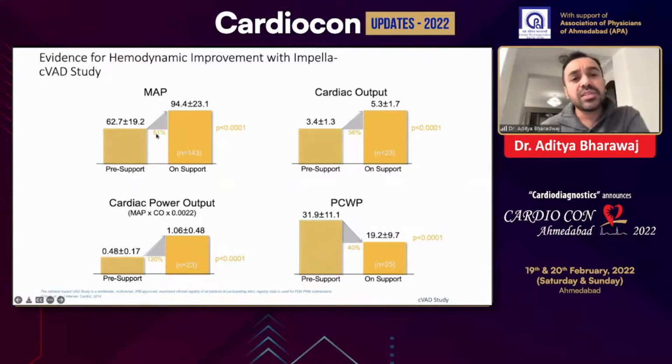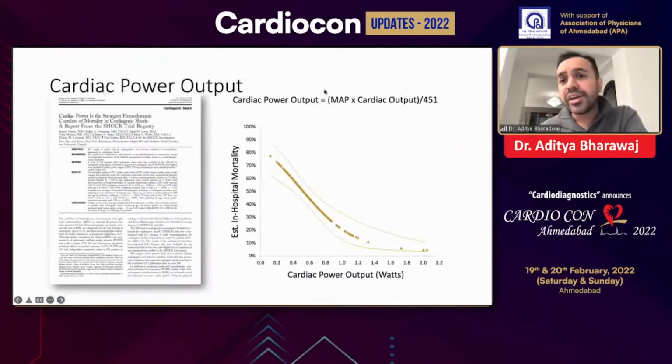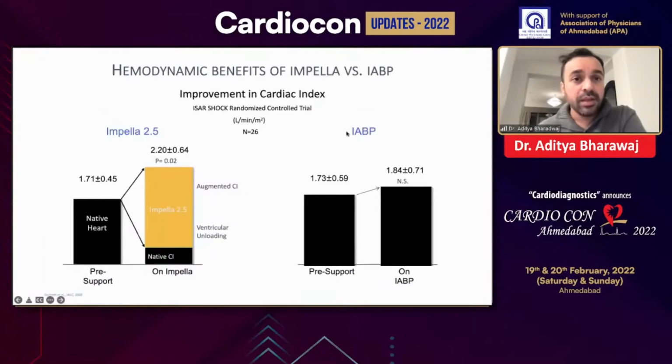There are a large number of patients in this registry, and here you can see the different hemodynamic parameters that Impella improves: the mean arterial pressure, cardiac output, and cardiac power output, which I'm going to talk about in a little bit. It also decreases the pulmonary capillary wedge pressure. Cardiac power output is a very important hemodynamic index to remember when we're treating patients with cardiogenic shock. It's mean arterial pressure times cardiac output divided by 451. And more to come on that in just a little bit.